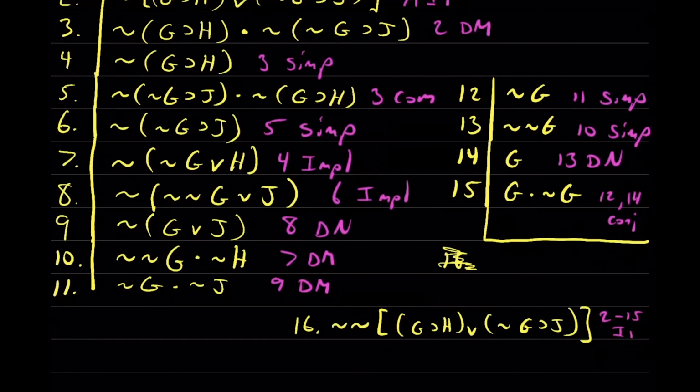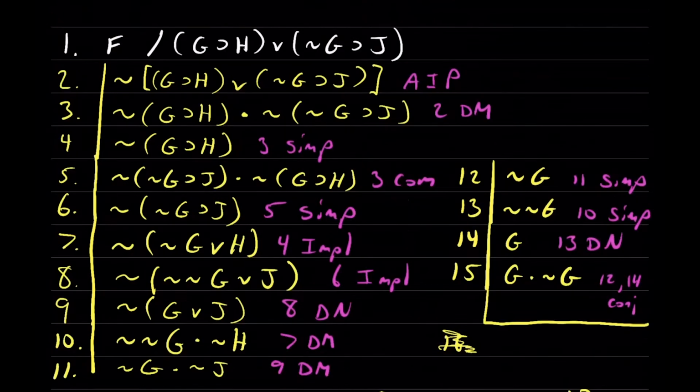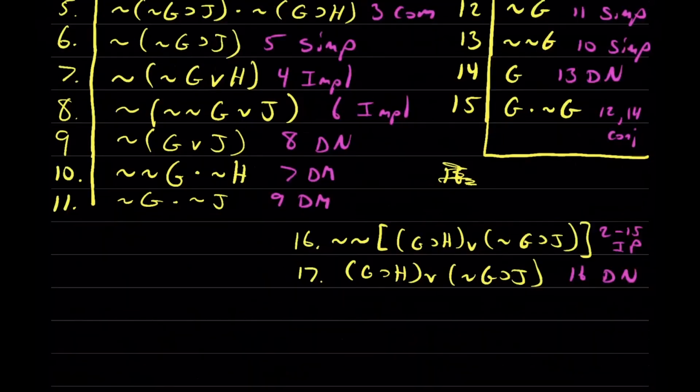by indirect proof. And all we have to do now on line 17 is get rid of those double negations. And we will have shown G implies H, or not G implies J. That's going to follow from line 16 by double negation. And we're done. I have to scroll here so you can see it, but that's the conclusion that we started trying to prove, which we got here on line 17.